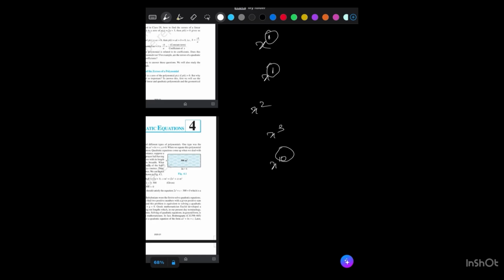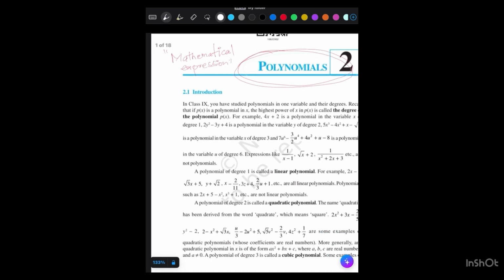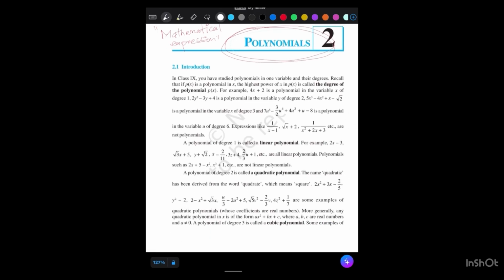Okay, so we know what is variable, we know what is coefficient, we know what is exponent. When we are expressing something by using these three concepts, that is called a mathematical expression. That particular mathematical expression will become the polynomial. Okay, that is the concept behind the polynomial.